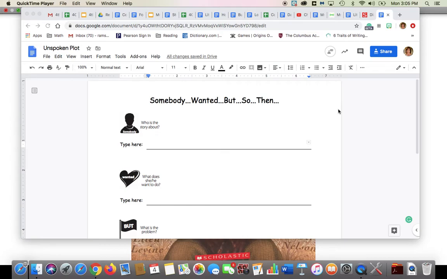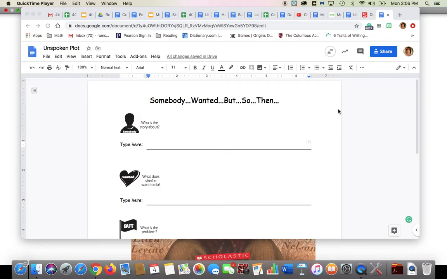If you remember, back when we wrote our fiction stories, we came up with our plot using this "Somebody Wanted But So Then" plot organizer. So we're going to do this for our story Unspoken. And if you remember when we created our plots for our fiction stories, they were very, very basic. We did not include all the detail that we wanted in our stories. This was just to make sure that we had our problem and solution very clearly established.